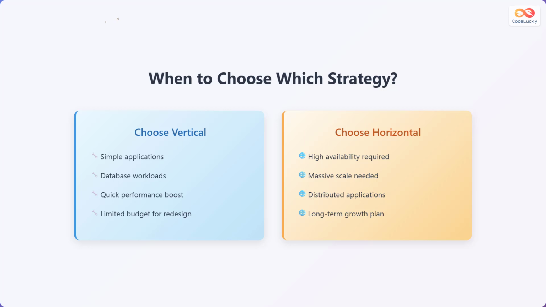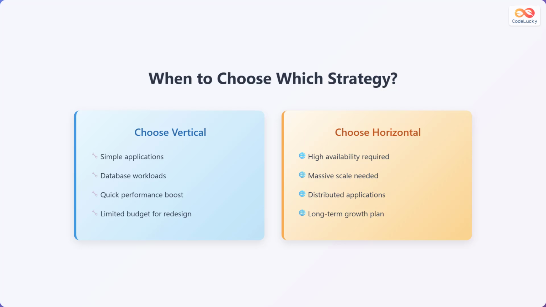Let's explore when to choose vertical versus horizontal scaling. Choose vertical scaling for simple applications where the load is not expected to increase dramatically. Database workloads often benefit from vertical scaling. Increasing RAM and CPU can significantly improve performance. Vertical scaling is also suitable for quick performance boosts. If you need immediate improvements without significant architectural changes, this is the way to go. Also, if you have limited budget for redesign, vertical scaling is preferable.